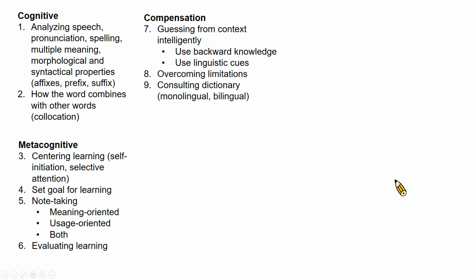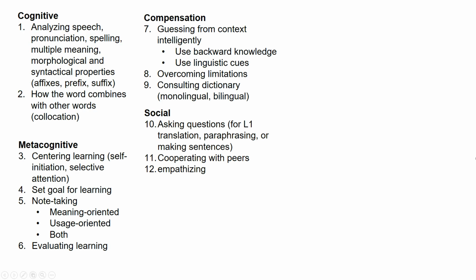The second is using linguistic clues, for example, using the prefix to determine if the vocabulary has positive or negative meanings. Number eight, overcoming limitations by, for example, choosing more appropriate reading materials so that the vocabulary load is limited and is more appropriate. Number 9, consulting a dictionary. For example, using a monolingual dictionary or bilingual dictionary.